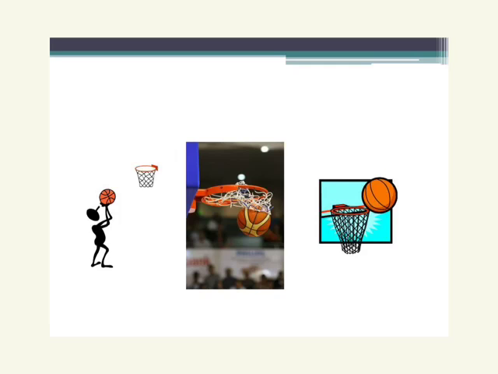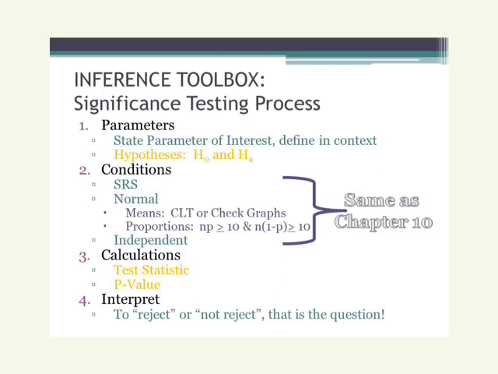So that's just a little example that I want you to keep in mind as we go throughout not only this lesson, but throughout all of chapter 11 as well. So what I want to talk to you about next is the process of a significance test. All right, what does it look like from beginning to end? And this is our inference toolbox. And you're going to notice that we're going to follow the exact same steps that we followed in chapter 10.